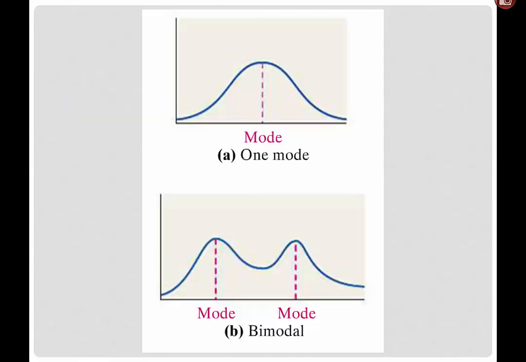All right, so if you have a distribution that has one mode, you see that there is one peak. And then if you have a bimodal distribution, which we're not really going to get into in this class, but if you have a bimodal, then you have 2 modes, so you have 2 peaks.